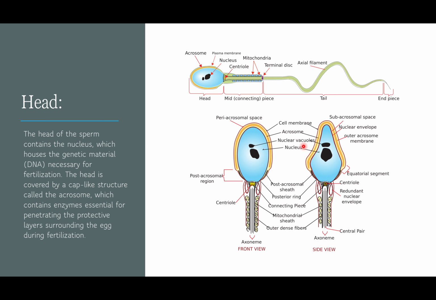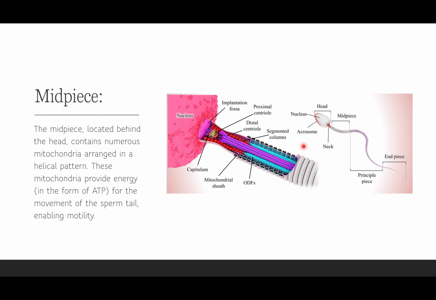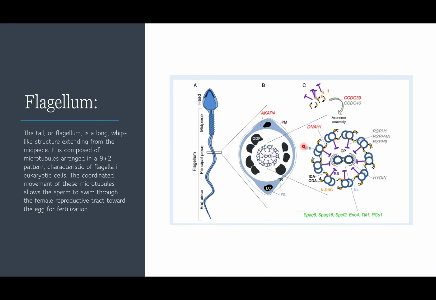So we have the head there, right? The midpiece located behind the head contains numerous mitochondria arranged in a helical pattern. These mitochondria provide energy in the form of ATP, as we know, for the movement of the flagellum, enabling motility. So that's where the flagellum, or generally the flagella, gets the energy from for its rotation. Remember, it rotates, it's a corkscrew turning. And then some spermatozoa have two flagella, some have three, and they start to rotate and bump each other, right?